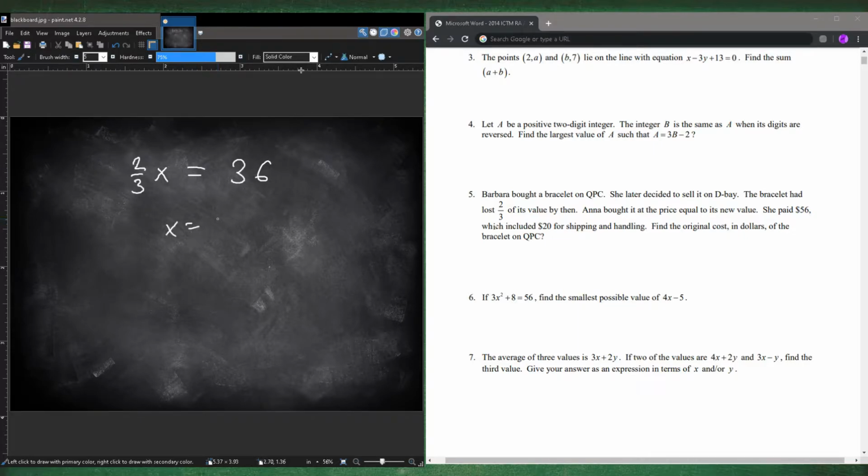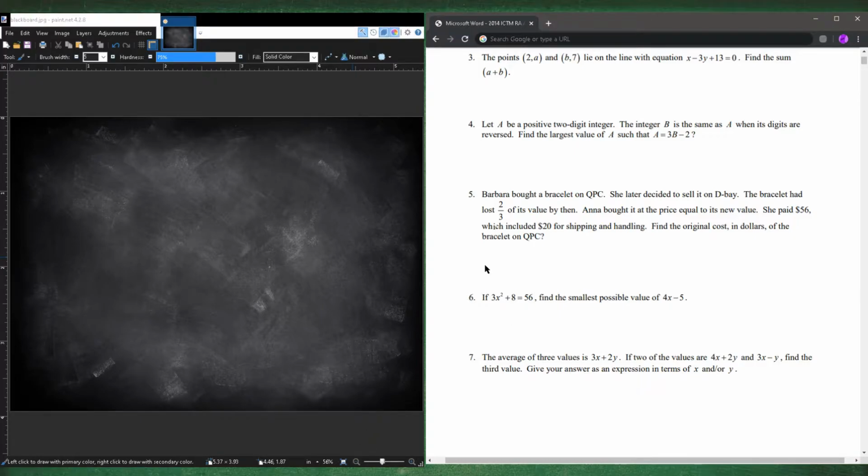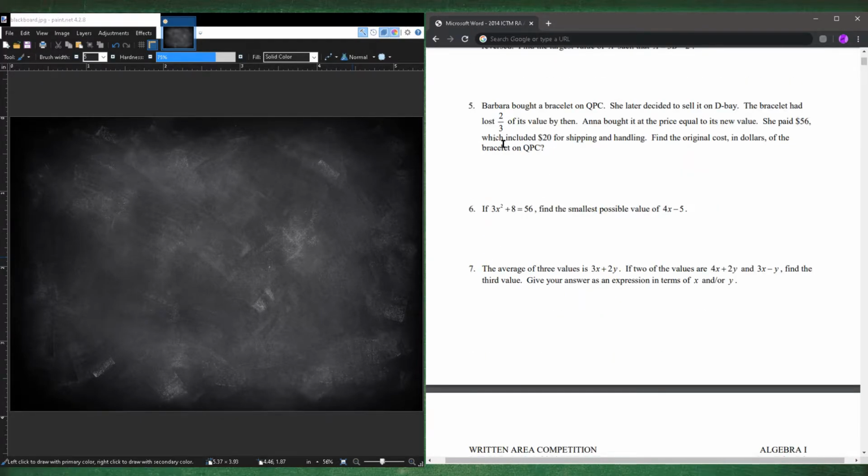So that means X is equal to 36 times 3 over 2. Well, it lost two-thirds, sorry, so that's one-third, okay? So you just multiply 3, so that's a 1. So 36 times 3 is 108. So that's our answer. Number 5 is 108. Sorry about that, it was one-third, not two-thirds. Because it lost two-thirds of its value, so it only has one-third left.